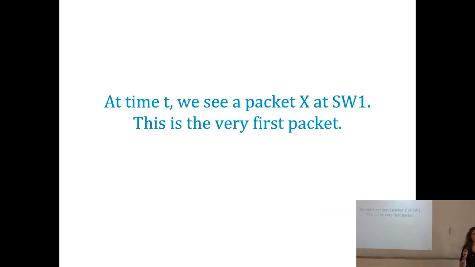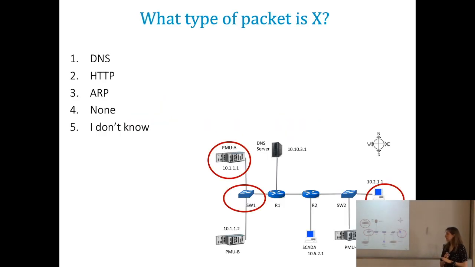So let's say that originally, at time t, we see a packet at switch 1. It's the very first packet. Nothing else was transmitted here before that. So what do you think will be the type of this packet? Who thinks it should be a DNS packet? Okay. Who thinks it should be an HTTP packet? Okay. Who thinks it should be an ARP? Okay. And who thinks it's none of this?